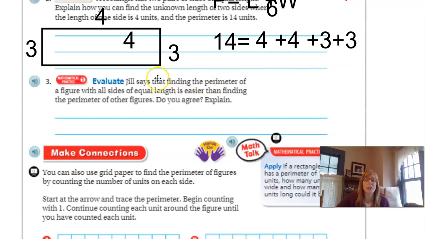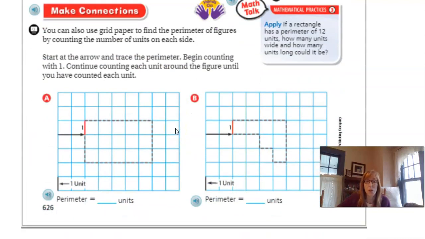All right. So it says Jill says that finding the perimeter of a figure with all the sides of equal length is easier than finding the perimeter of another figure. Okay, well, how many of you think that that's probably true? That it's easier? Well, I would say that probably yes, it's much easier because all the sides are equal, so you can just multiply the length and then you have the perimeter. So that really is pretty simple. I would have to agree with her.